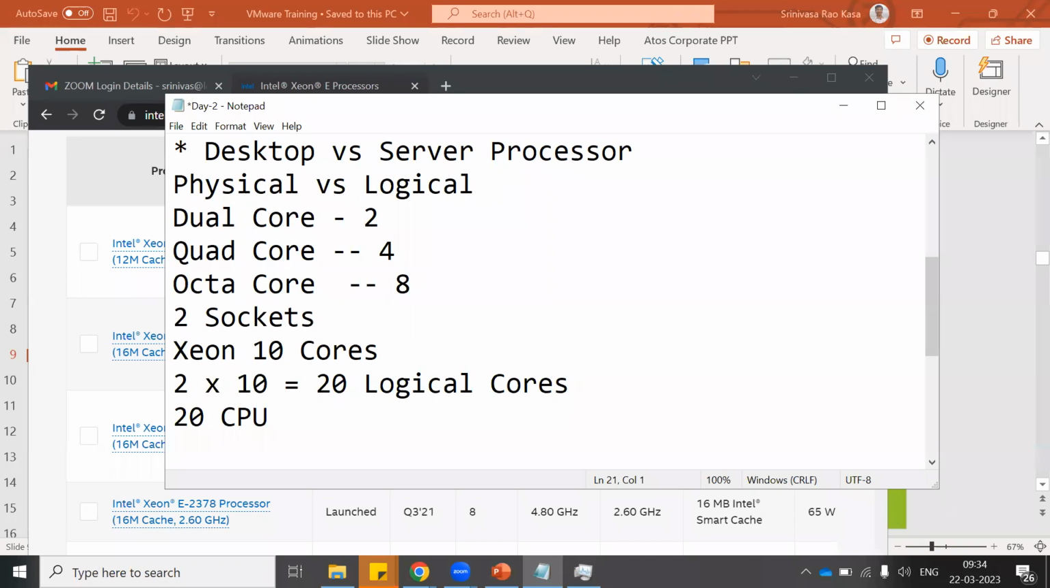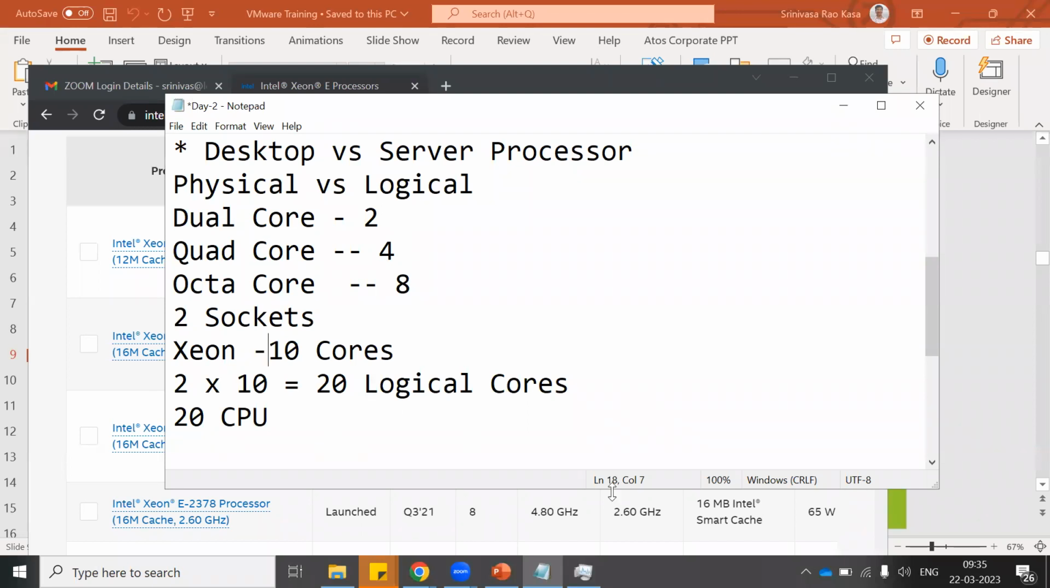Any doubt? The count is 20. So is the speed 20 into speed or 2 into speed? Sorry, a bit louder, please. Speed is 20 into speed or 2 into speed? So 2 into 10. Speed. See here, you talk about the gigahertz speed, right?